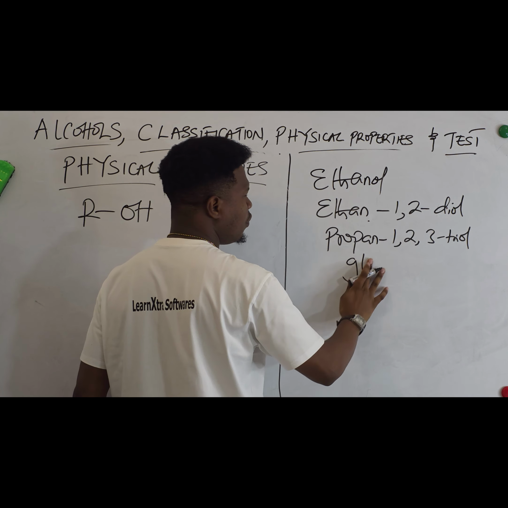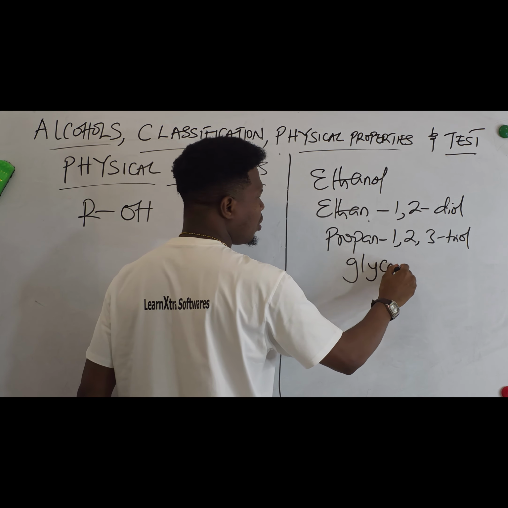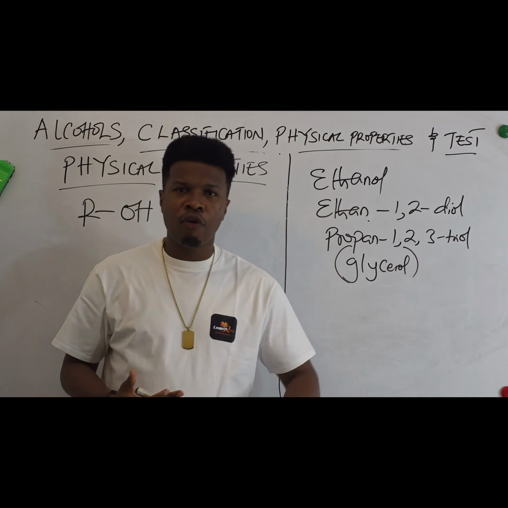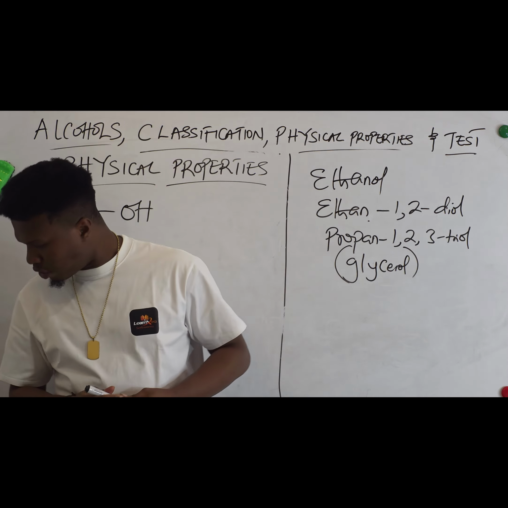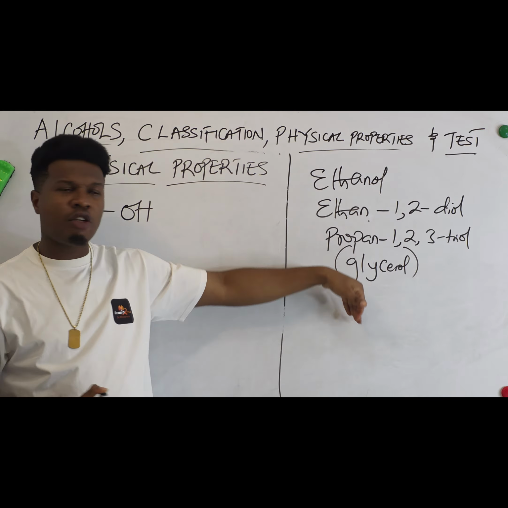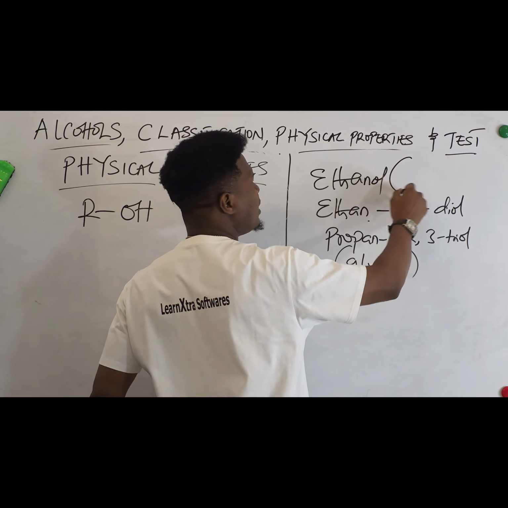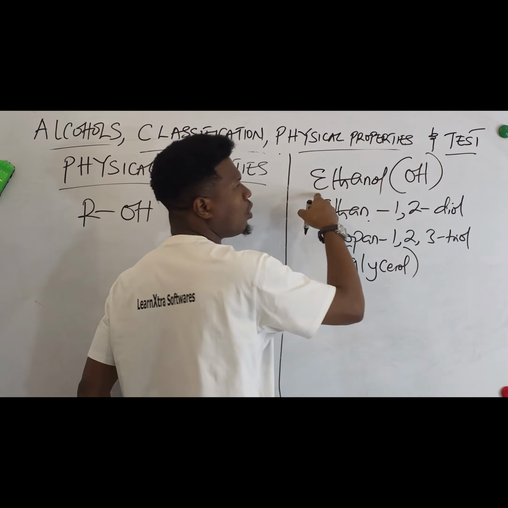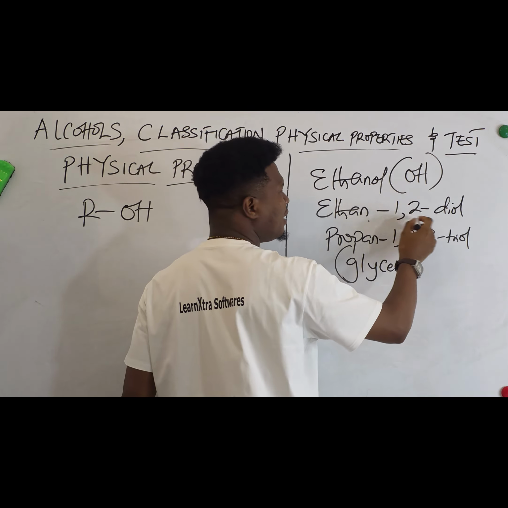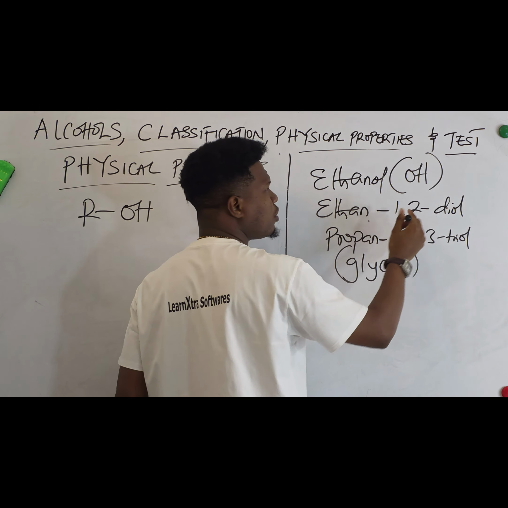I hope you know. So if you have seen glycerol, you see that glycerol is highly viscous. It doesn't really flow like that. So the viscosity increases as the number of OH increases. So remember that the number of OH here is just one. This is a monohydric alcohol. This one is a dihydric. Dihydric means that this alcohol contains two OH groups.